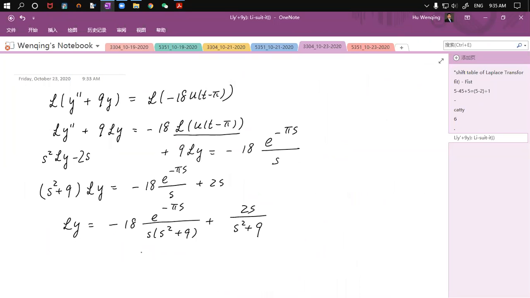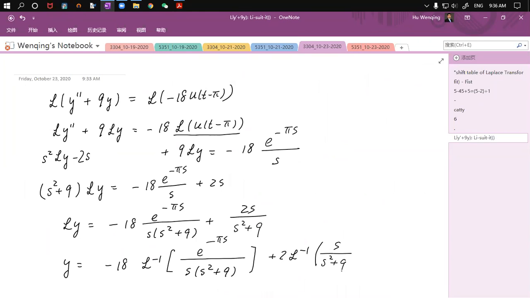Now, what you want to do next is to apply the inverse Laplace transform. So that means y is equal to minus 18, and I can use linearity. So that's the inverse Laplace transform of e to the power minus pi s divided by s squared plus 9, plus 2 times the inverse Laplace transform of s over s squared plus 9. So that's going to be the scenario. Now let us look at these inverse Laplace transforms. Let me continue on the next board.